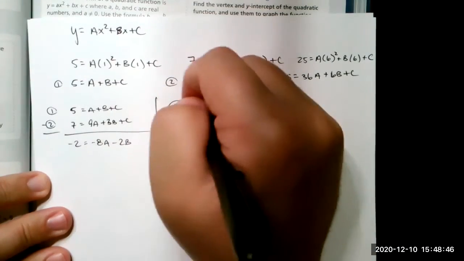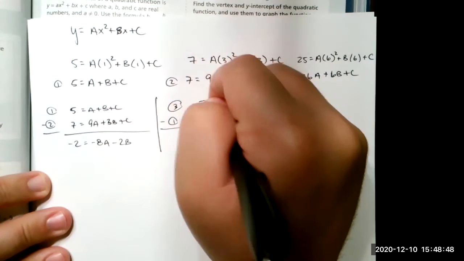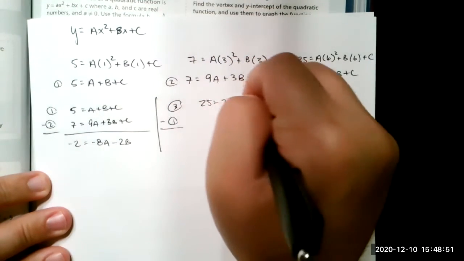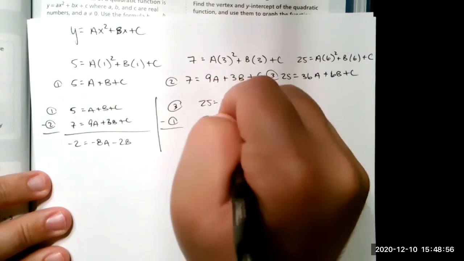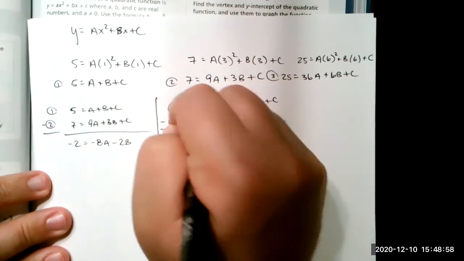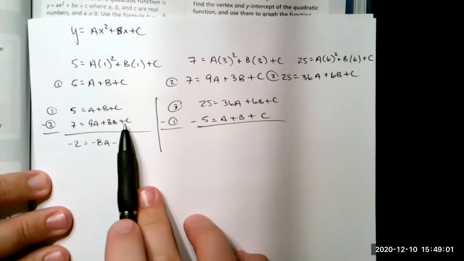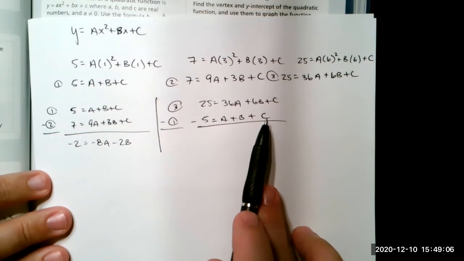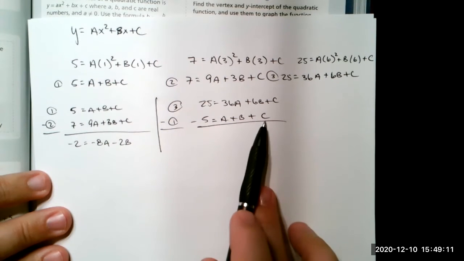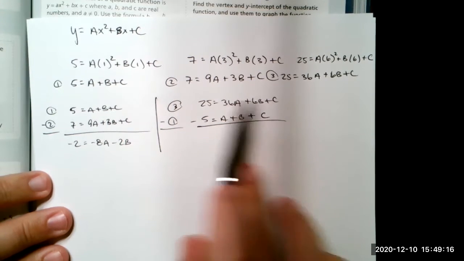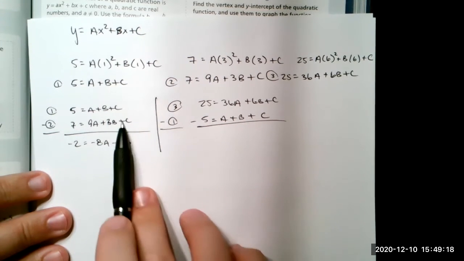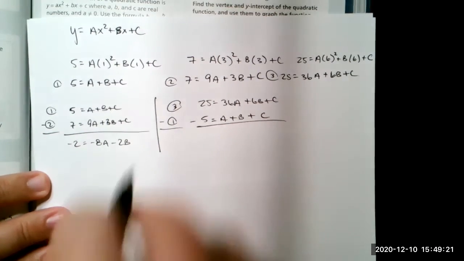So I'll take equation 3. And I'm going to subtract equation 1. But here's the thing. Because I eliminated C from the first step, I have to eliminate C in this next step. I don't have a choice. So as we have it set up, we're good to go. We're going to eliminate C. But if it wasn't, you would have to force this step to eliminate C because you eliminated it in the first step. 25 minus 5 is 20.